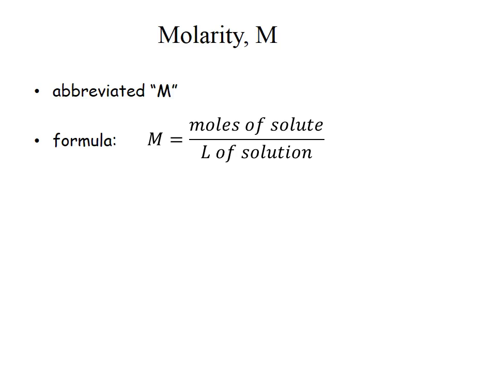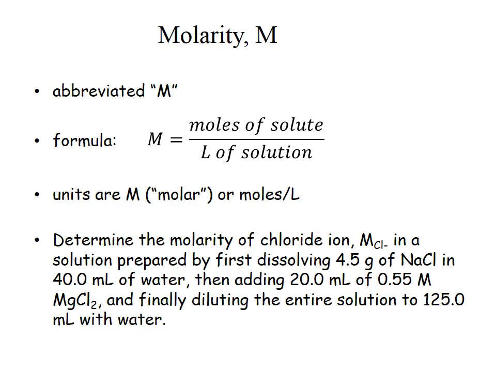So let's start with molarity. Molarity is abbreviated with a capital M. The formula for molarity is moles of solute per liter of solution. The units are capital M, which if you're saying it out loud is molar, or you can leave it in the base units of moles per liter. We're going to start with a calculation, and we're going to do this together.